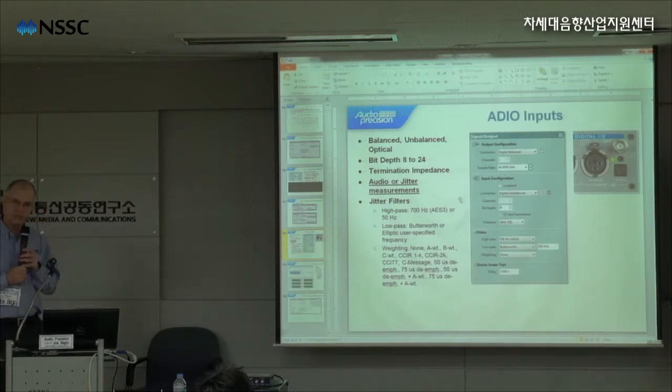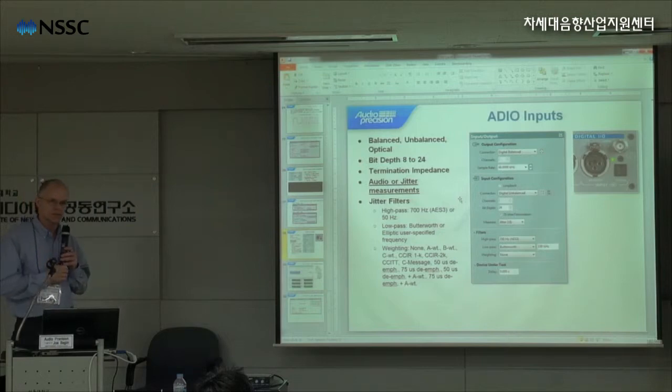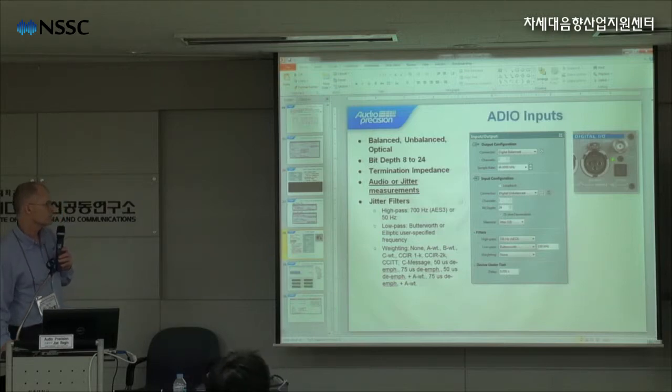So with a digital signal coming in, if you want to look at the audio signal, you choose audio. If you want to look at the jitter on the audio signal, you choose jitter, and then you can display the jitter level, the jitter frequency, or look at the FFT of the jitter just as if it was an audio signal. The jitter filter is built in.